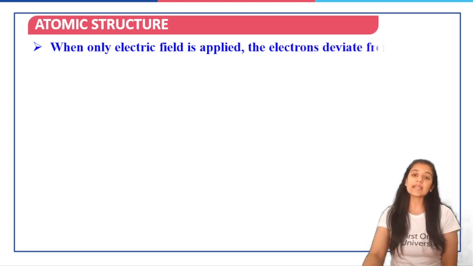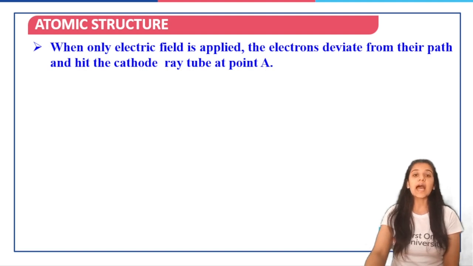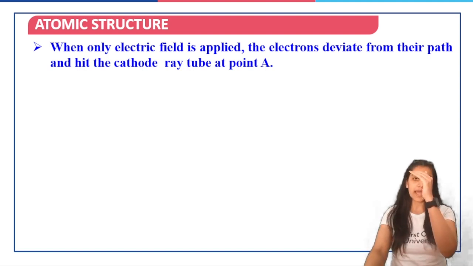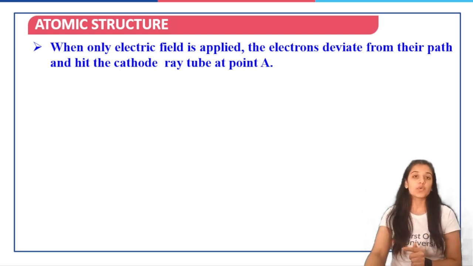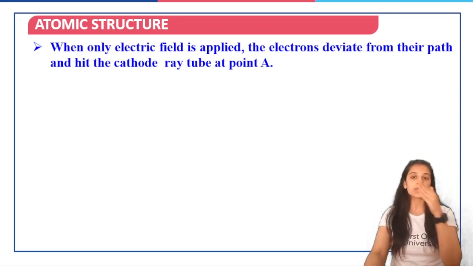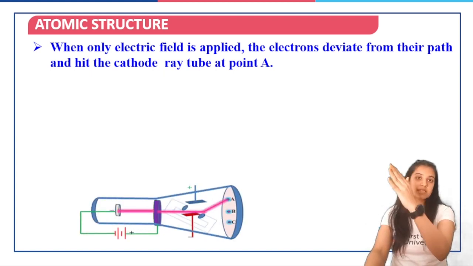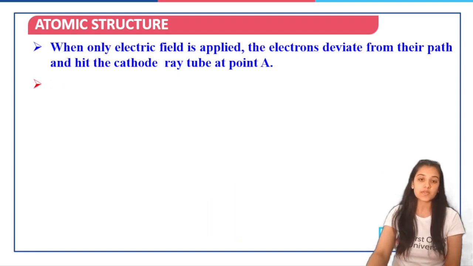Now, when only the electric field is applied and no magnetic field is applied, then the electrons are going to deviate from their path. If you remember, we had A, B, and C spots on the phosphorescent screen. When only the electric field is applied, which was coming from upward, then the cathode ray particles are going to deviate from their path and hit the cathode ray tube at point A, as shown in this figure.